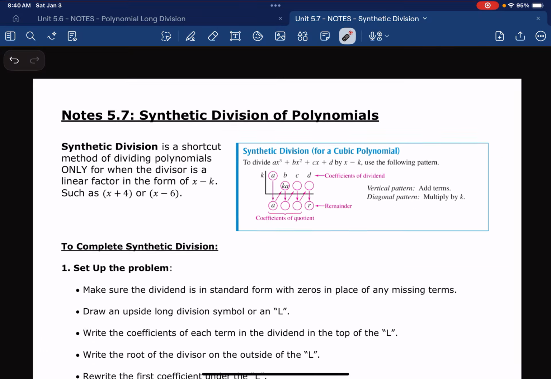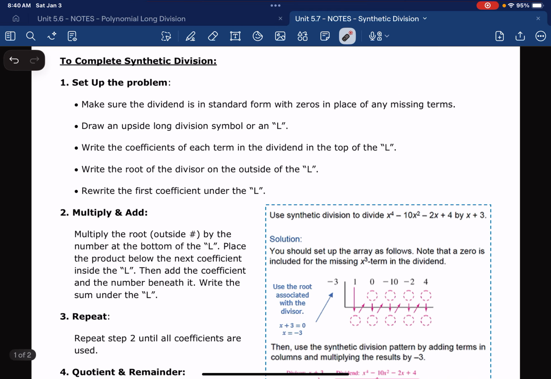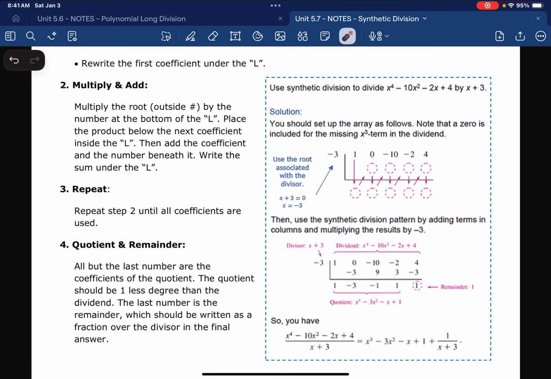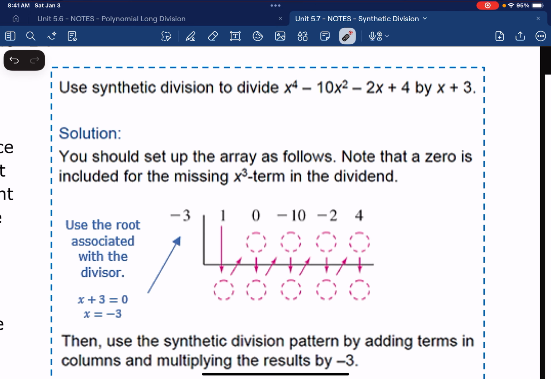So I'm going to do some examples with you here in a second. But if you don't have this note sheet and you want to take a screenshot or pause the video and write these steps down, you certainly can, or you can just work the examples with us. Okay, so over here on the right side is a problem that's completely been solved for us already. So I just want you to recognize a couple of things first before we get started.